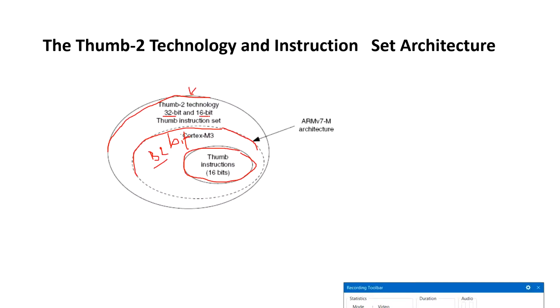16-bit instructions. What is a 32-bit instruction? It is nothing but an ARM instruction. What is a 16-bit instruction? It is nothing but a Thumb instruction. This part of the instruction sets supports only 16-bit. This part supports 32-bit. It also shows that 32-bit instructions support 16-bit instructions also. The upper circle is the one which supports both 32-bit as well as 16-bit. Normally this is called Thumb-2 technology.